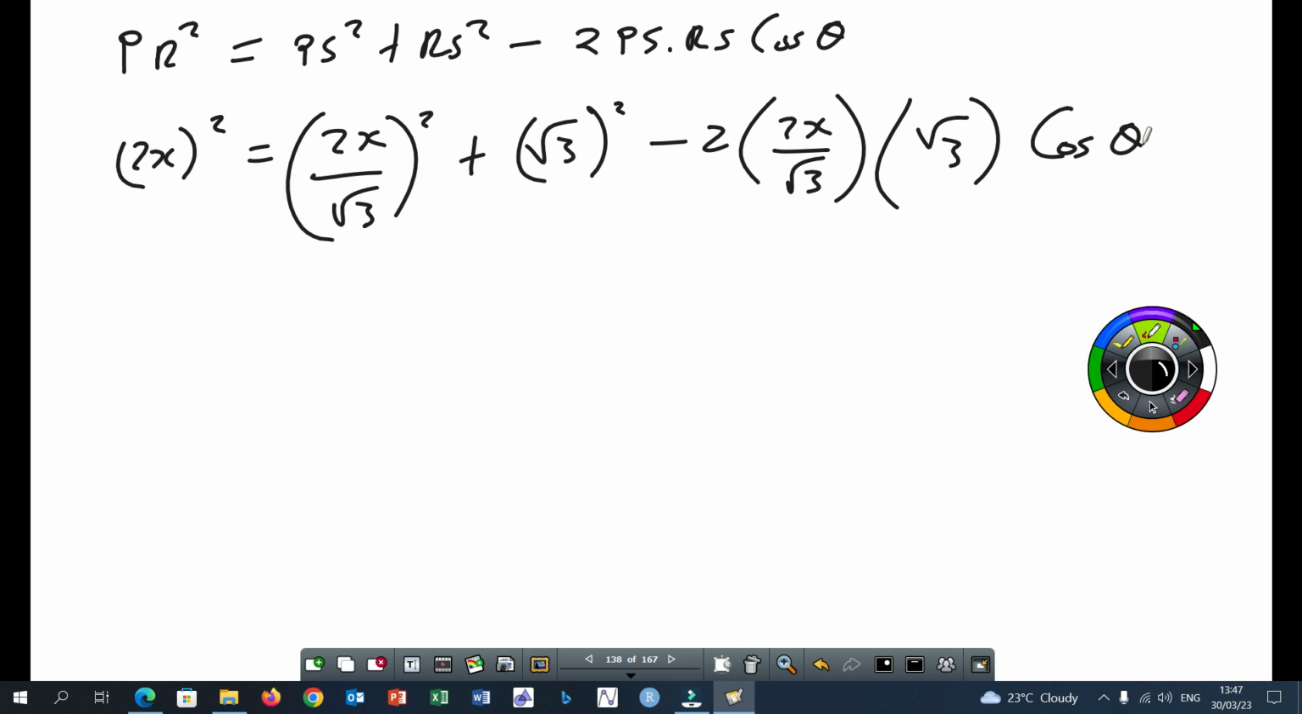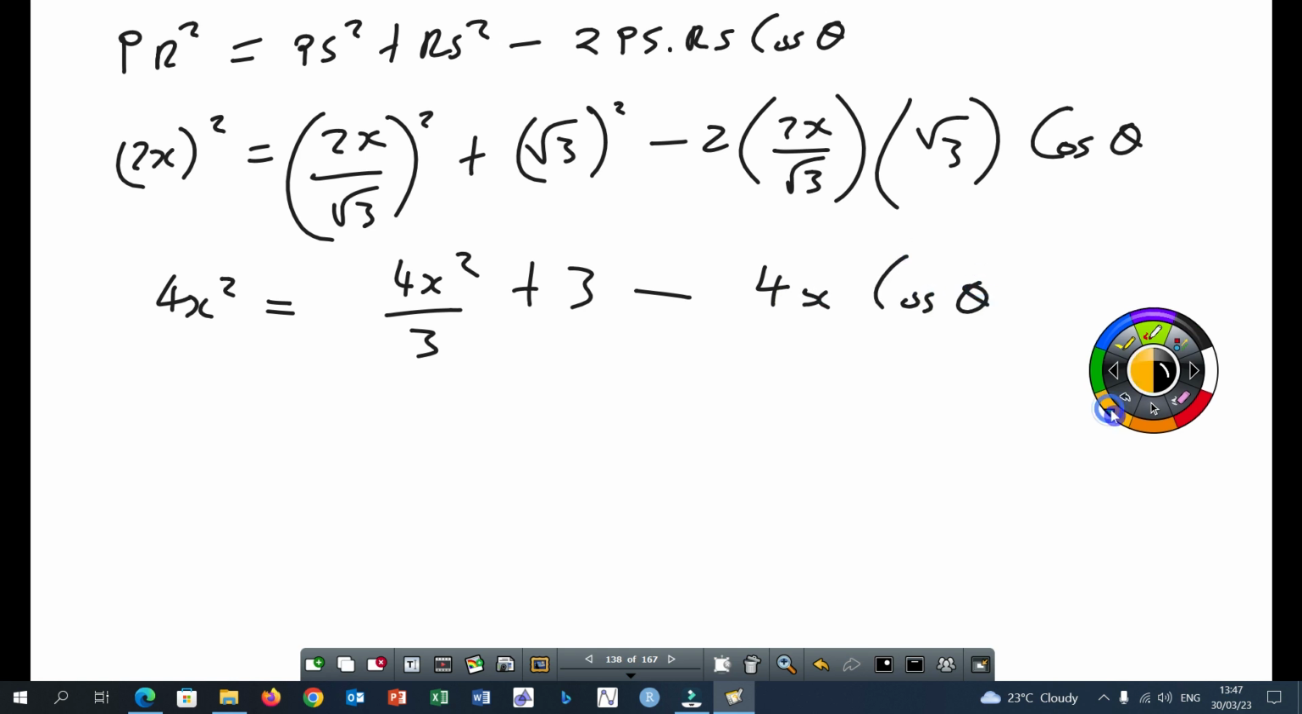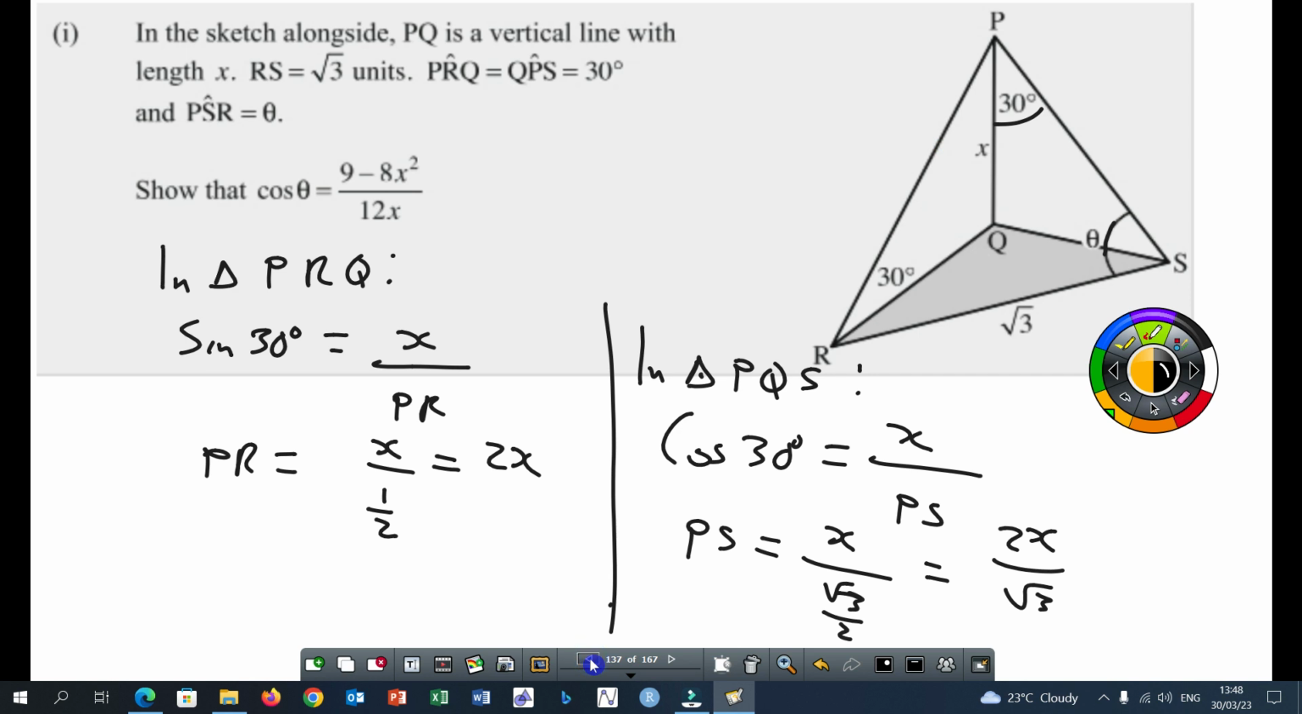Okay, now we should be smiling there, so we get 4x squared. Okay, this one here will give us 4x squared over 3 plus 3 minus 4. Well, these two cancel out, so I'll get 4x cos theta. I hope you can see that those two cancel out. And then here, I have to multiply every term by 3. Okay, so I'll get 12x squared. That's how we end up coming up with this 12.